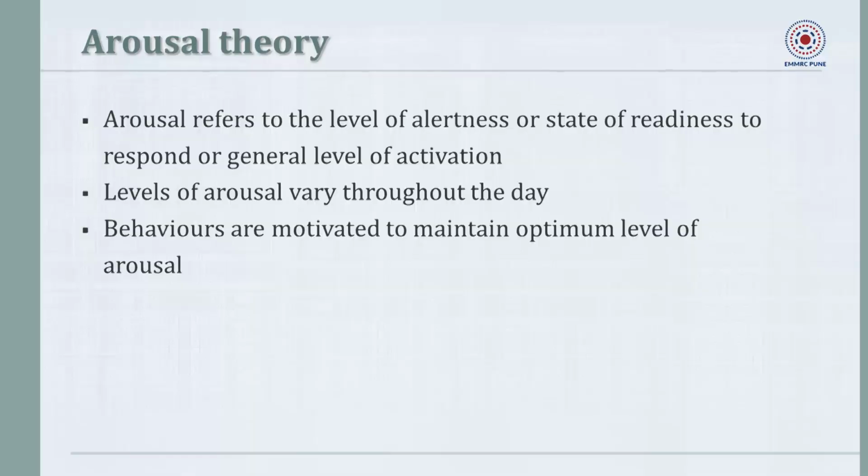In the drive reduction theory, it is seen that sometimes people try to increase the state of tension rather than reducing it. The arousal theory of motivation was put forth as an alternate theory. According to this theory, people try to achieve an optimal level of arousal and not a minimum one. Our behaviors are motivated to maintain these optimum levels.